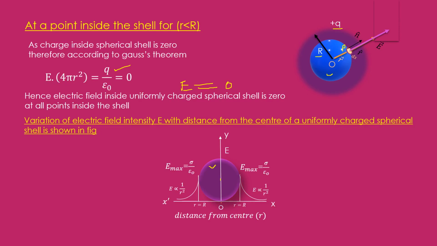So from the center of the shell to the surface of the shell, that is inside the shell, electric field is 0, and on the surface, that is when r equals capital R, electric field is maximum, sigma upon epsilon. And after that, outside the shell, the electric field varies inversely as r square. Similarly, on this side, from the center of the shell to the surface, electric field is 0. At the surface, electric field is maximum, and after that, outside the shell, E is inversely proportional to r square.